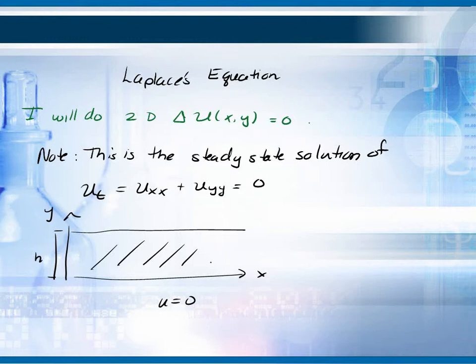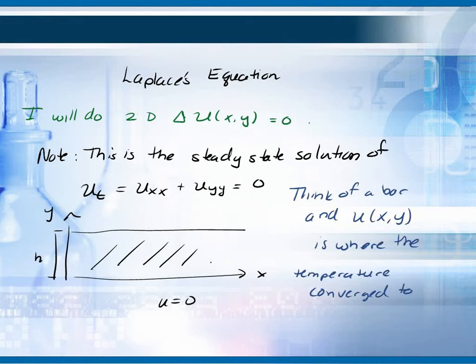There's an x dimension and there's a y dimension. And in this problem, x is going to be allowed to go to infinity. So it's going to start at 0 and go to infinity. And the y has height h. Think of a bar, not a rod anymore. And u of x,y is where the temperature converged to in the heat equation, right? If u_t is 0, you can kind of think of it as the limit.